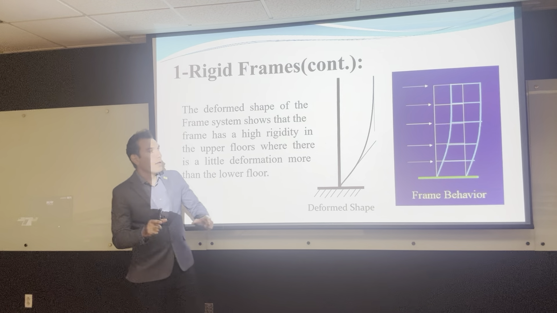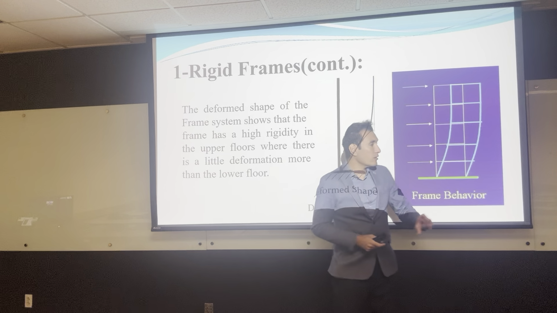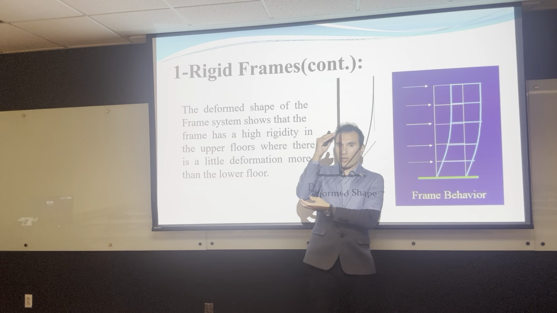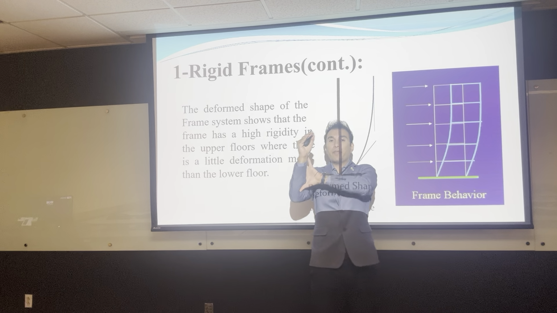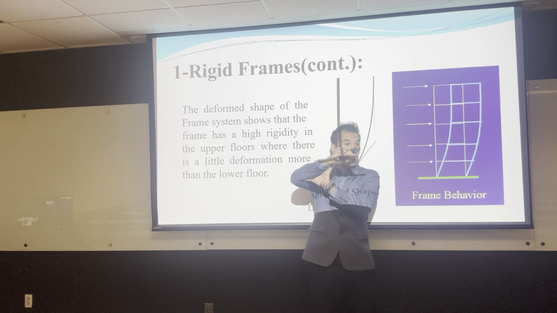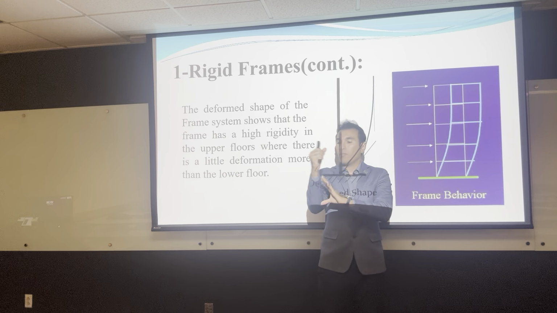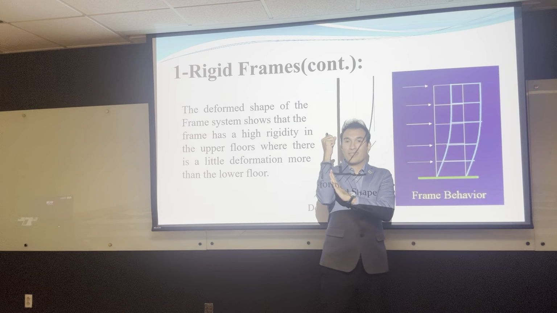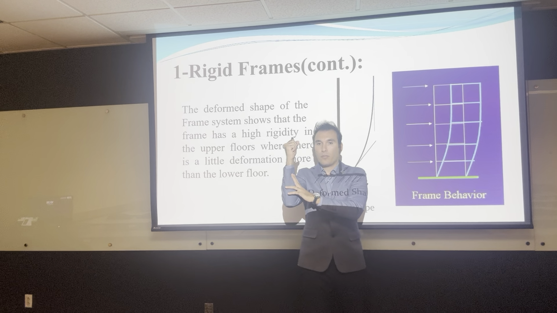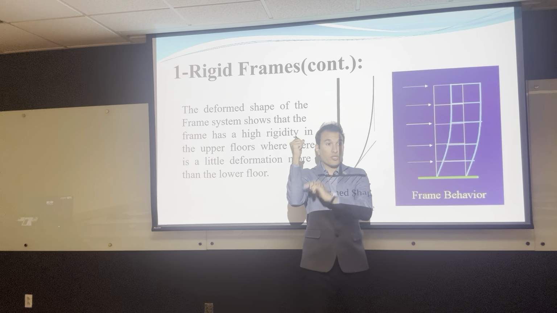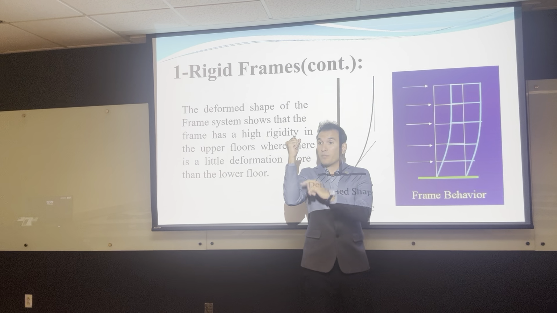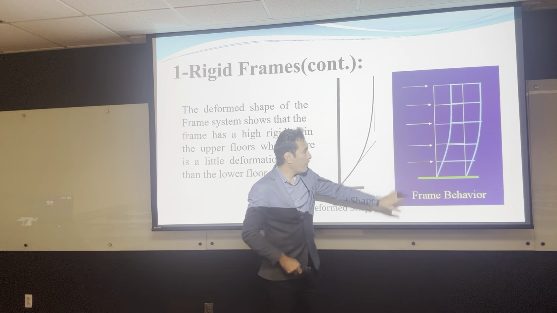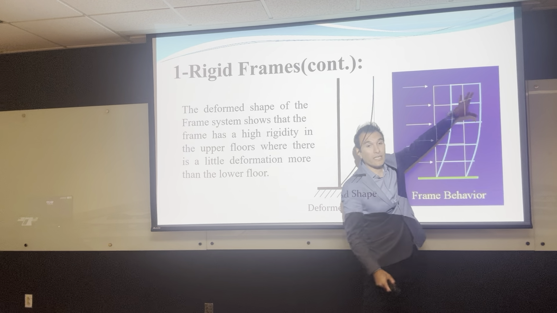Why? Because when we design these columns, the column in story number 1 and story number 2 have a bending moment. The more the deformation, the more the bending moment. But let's say this column moved from here to here as a pure translation. That means this column doesn't have any bending moment, because the differential displacement between this story and this story is 0. So the bending moment at the upper story is less than at the lower story.